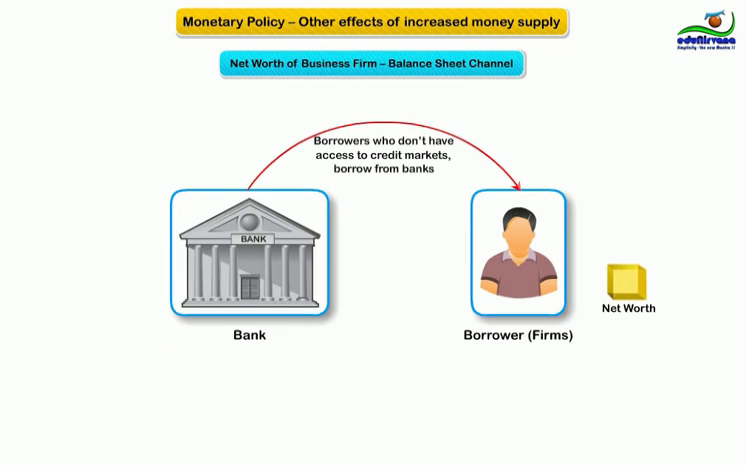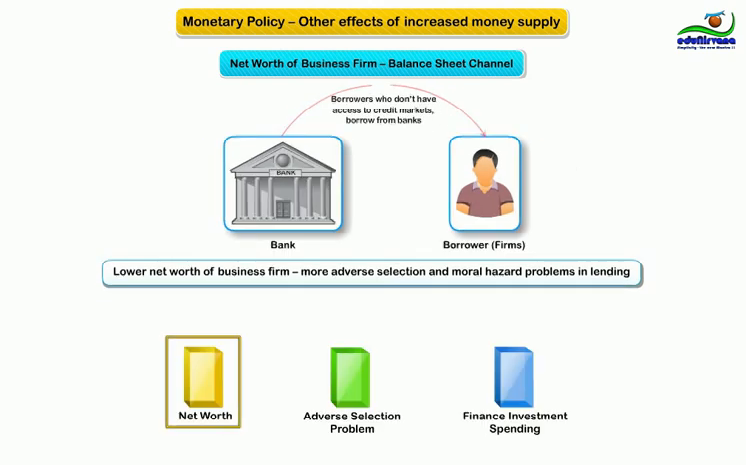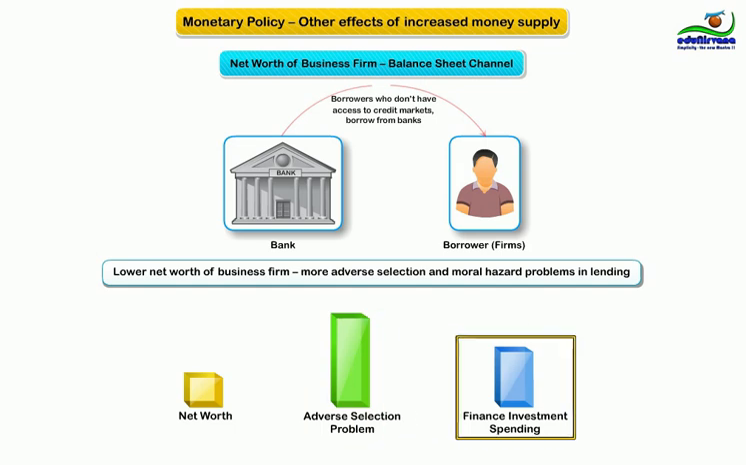The lower the net worth of a business firm, the more severe the adverse selection and moral hazard problems in lending to these firms. Lower net worth means that lenders in effect have less collateral for their loans, and so potential losses from adverse selection are higher. A decline in net worth, which raises the adverse selection problem, thus leads to decreased lending to finance investment spending.